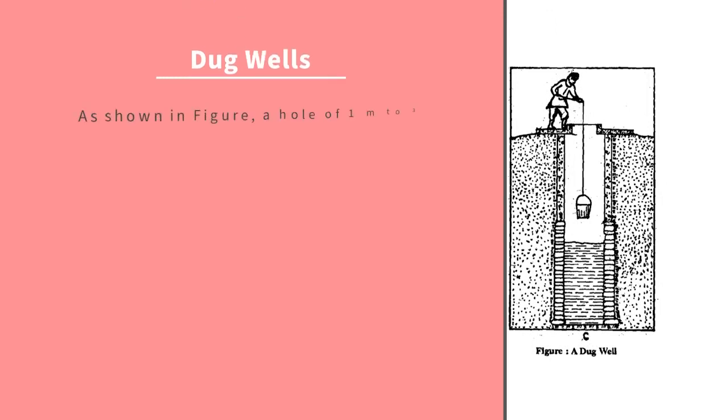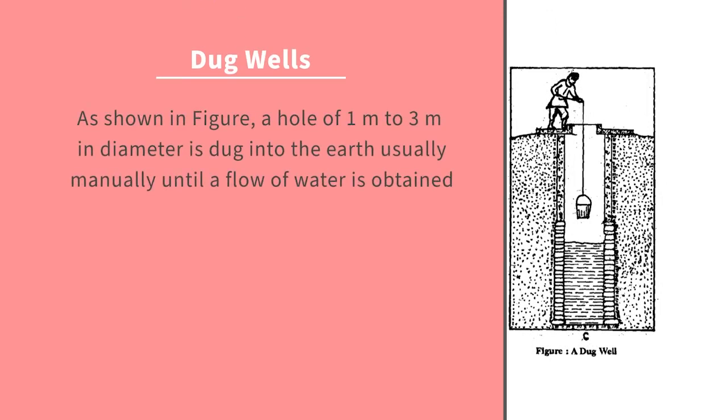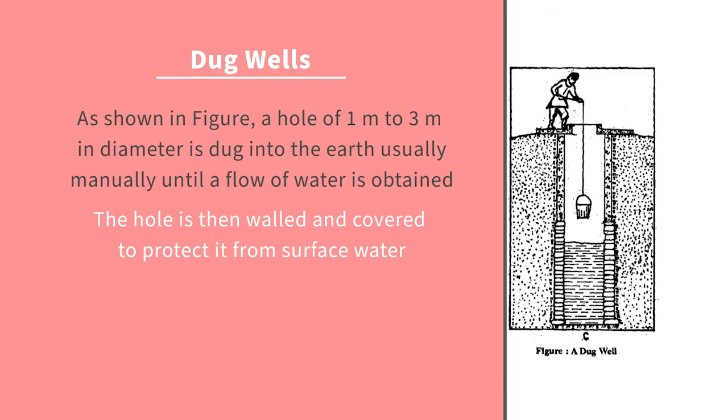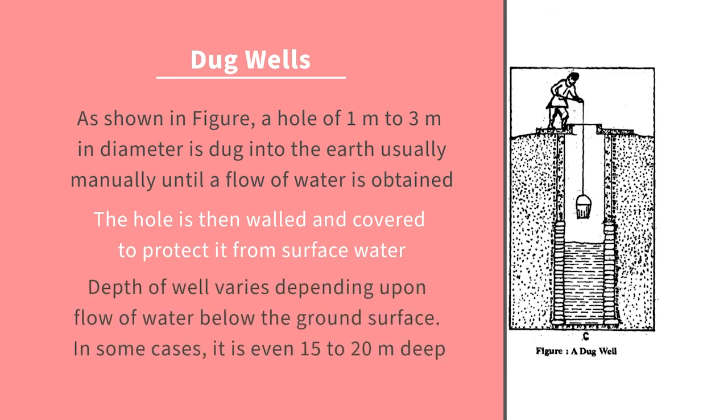Now dug wells. Here is the picture of dug wells, simple wells available, and this is the oldest situation where we get the water from the well. As shown in the figure, a hole of 1 meter to 3 meters in diameter is dug into the earth, usually manually, until a flow of water is obtained.